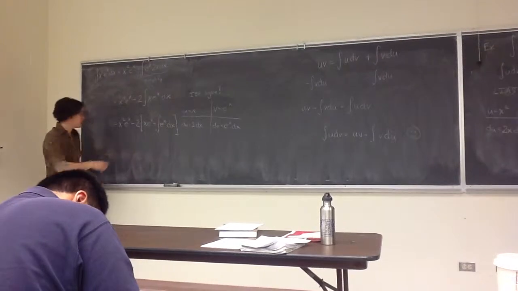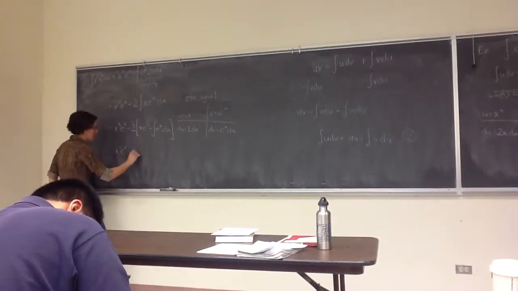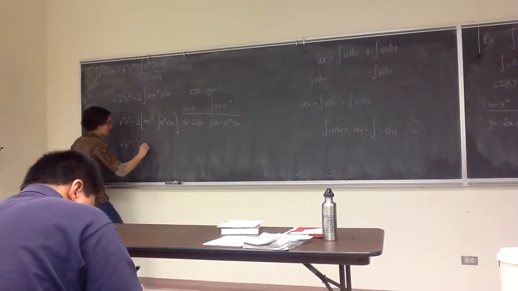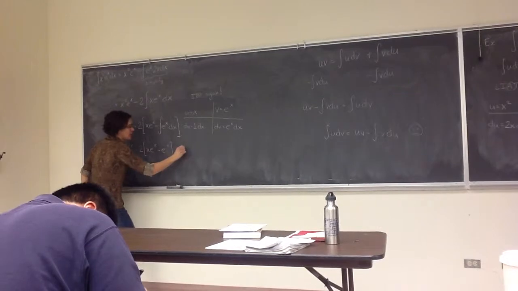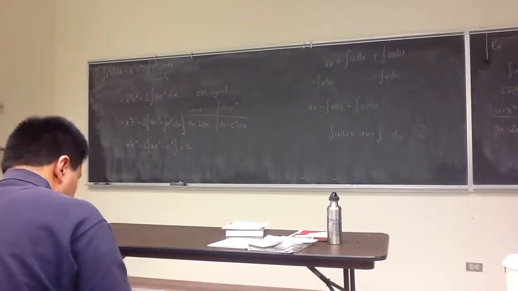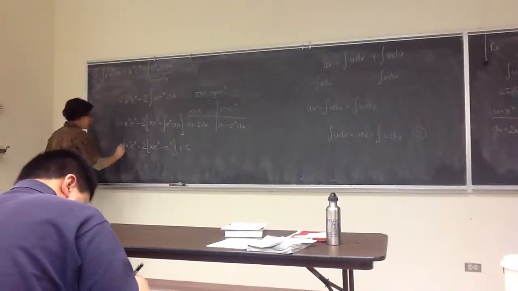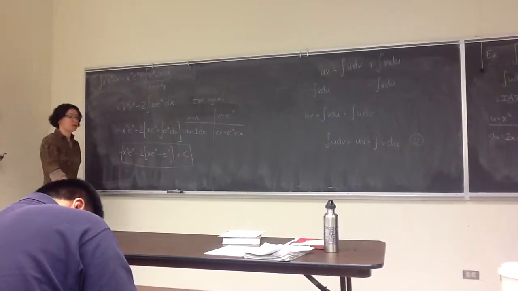So this one, we know, and we can finish out the problem, x squared e to the x minus 2 times x e to the x minus e to the x. And since we're now done, we can tack on our plus c. So this is our final answer, which you can certainly distribute and combine like terms if there are any.